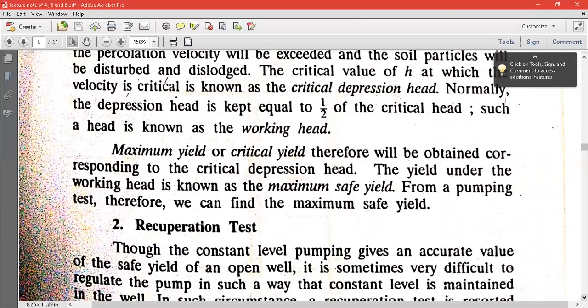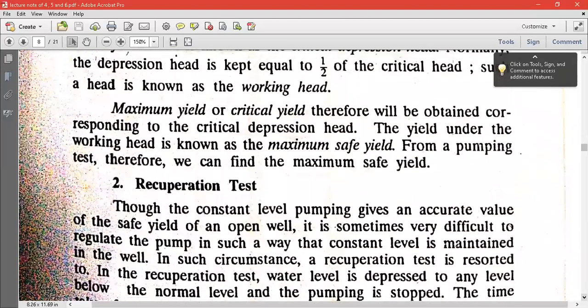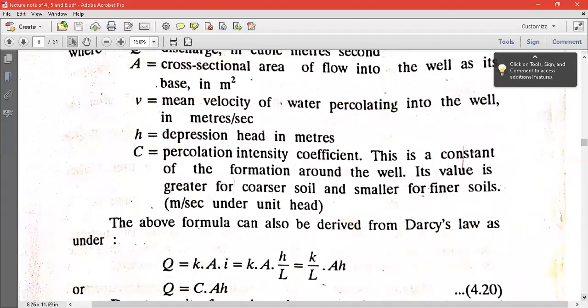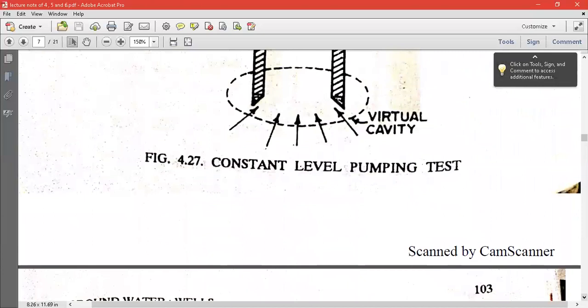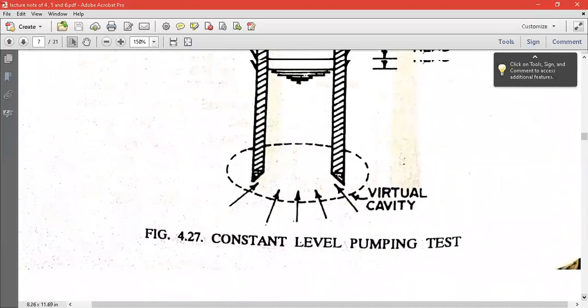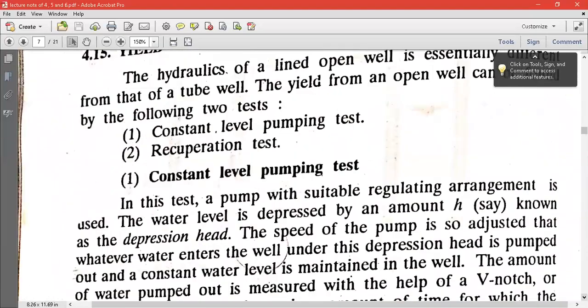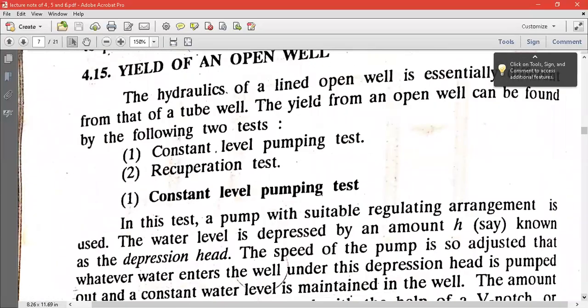So this is the thing. Now I will call it a day for today. In the next lecture I will discuss the recuperation test, which is another test of open well discharge. Today I have discussed the Dupuit theory, how the formula has been deduced, and how the principles work while extracting water from the well, in two types of aquifer: the unconfined aquifer and the confined aquifer. Then we have seen the open well methodology, that is the constant level pumping test, and next day we will continue with the recuperation test.